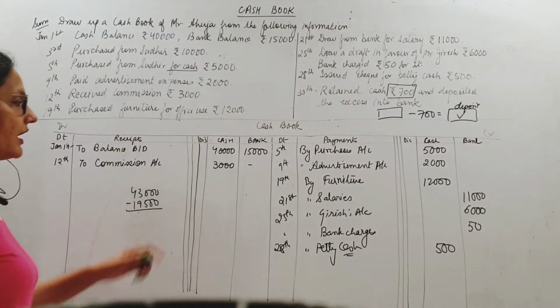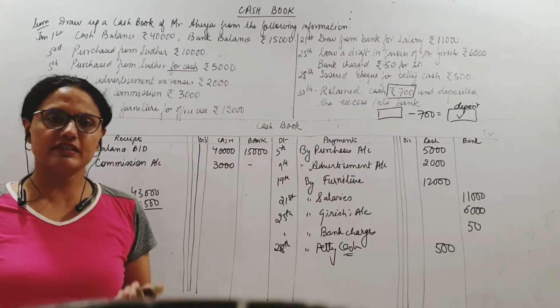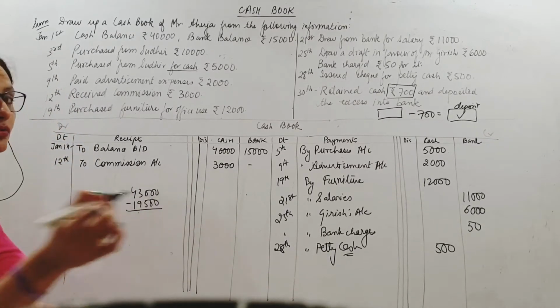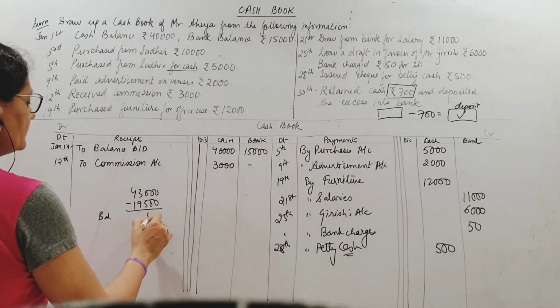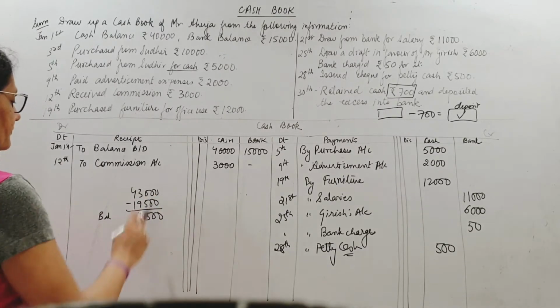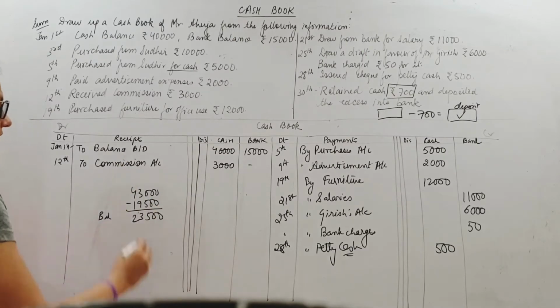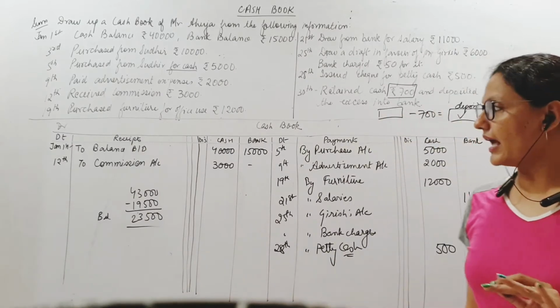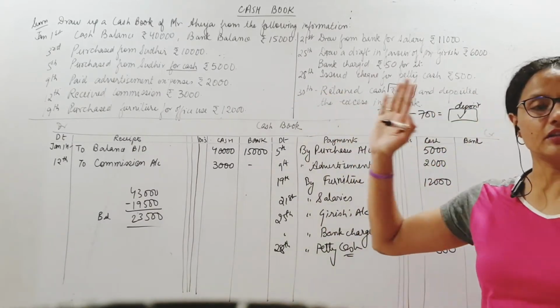19,500 is paid out of 43,000. Obviously, if I subtract this, I will get the cash balance. You will have to do all of this in the working, okay? So please show this in the working. Okay. Fine. So we have 23,500 right now as on 30th January.